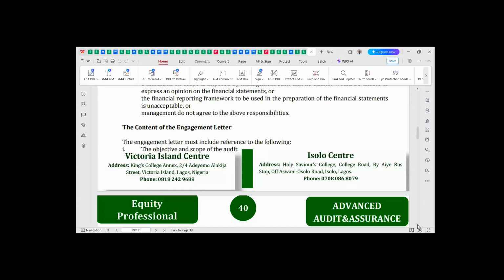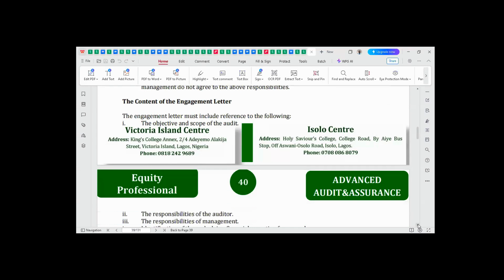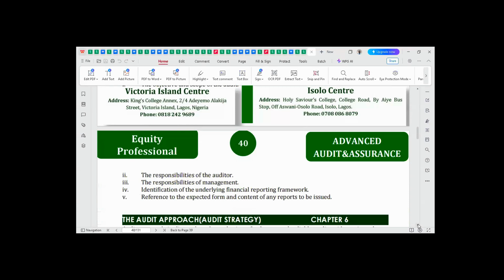Every engagement has its objective. There are no two same objectives. Every engagement has its own objective and scope, the area they are going to focus on. So that will be contained in the letter of engagement. Number two, the responsibilities of the auditor will also be contained in the letter of engagement. These are the things the auditor is expected to do.